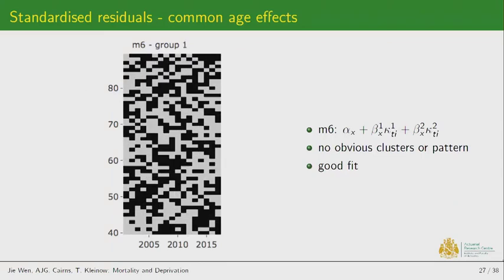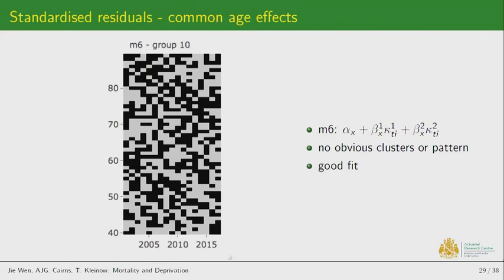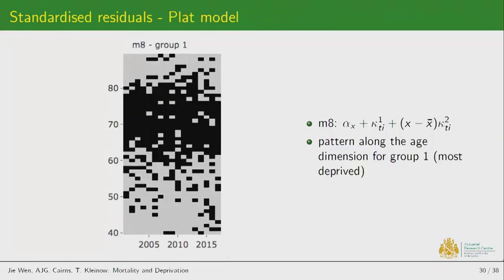Now, different groups, same model. This is only for group one. There could still be pattern in other groups. So this is group five, same comments, random residuals, that's good. And the same for group 10. And now we do the same for model M8. So this was the other model.